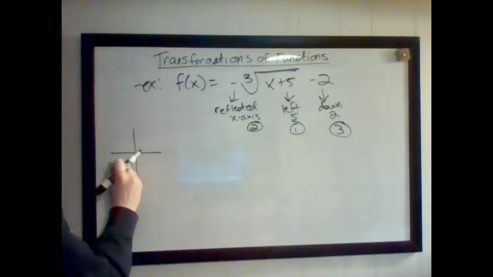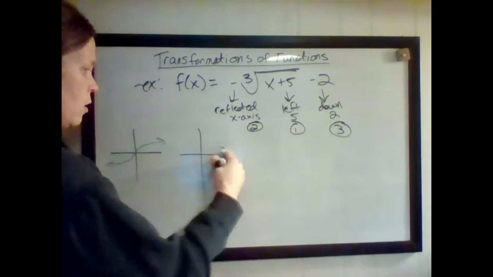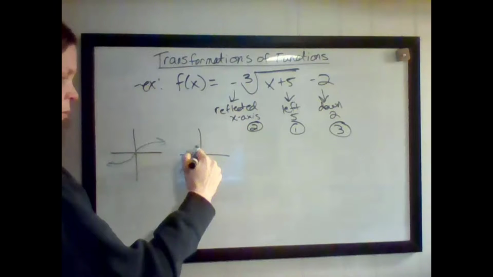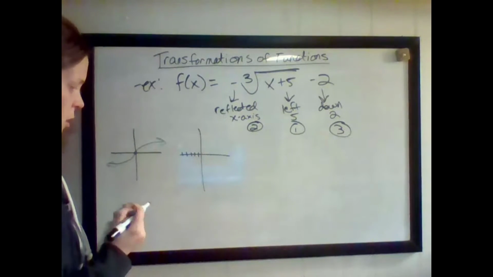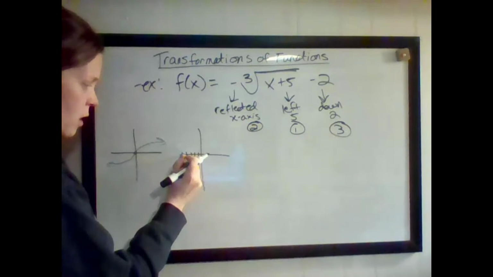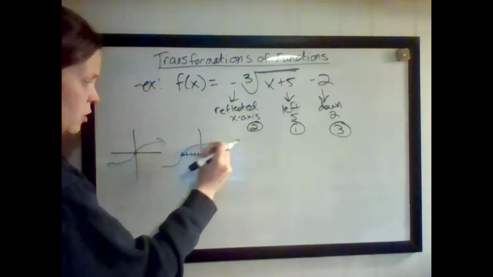Cube root of x looks like this. So next, when I do my left 5, just use 0, 0 as your starting point. Now my starting point is at negative 5, 0, but it's still going to have the same shape.